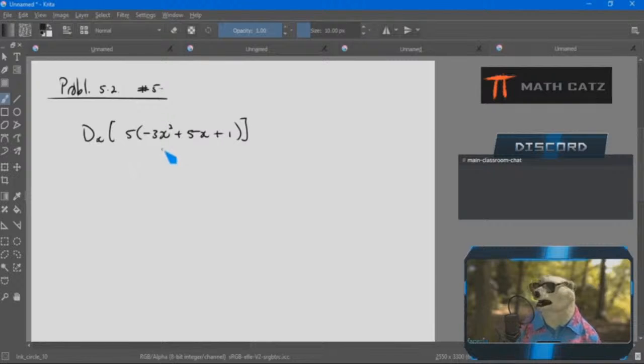I have some options. Option number 1 is what most people I think would do, is multiply the 5 in. Let's simplify this first before we worry about the derivative. So that'll be negative 15x squared plus 25x plus 5. Right? And now we'll do a couple of lines together sometimes. As long as you state all the properties that you used for that line, you're okay.